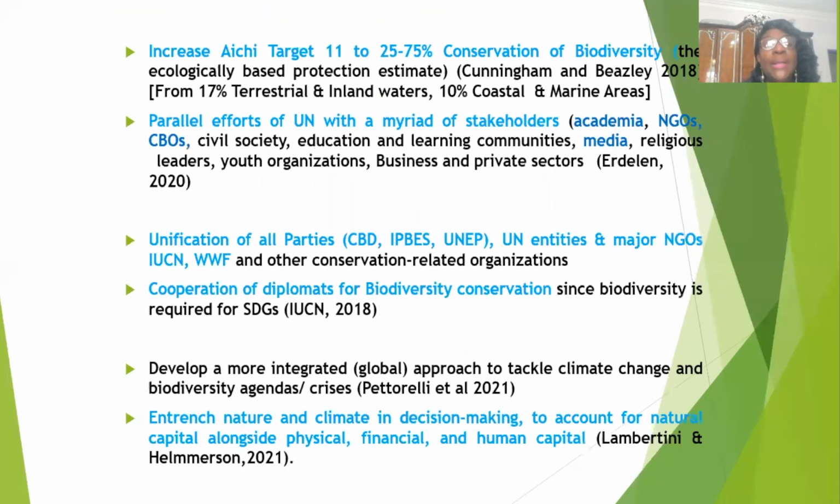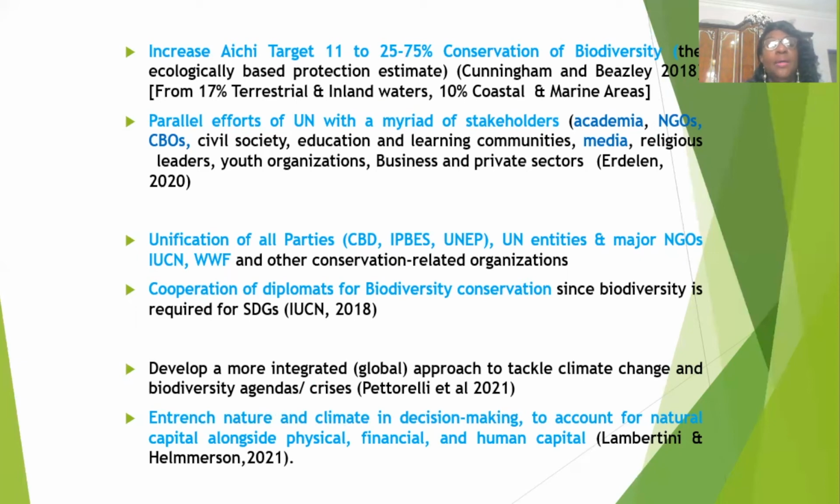Now, over 190 countries met in Aichi, in Japan, in 2010 to formulate ways to conserve biodiversity. And they agreed on a decade of biodiversity conservation and others. They came up with 5 goals and 20 targets. Target 11 deals with conservation of biodiversity. And it was put at 17% for terrestrial and inland waters and 10% for coastal and marine areas.